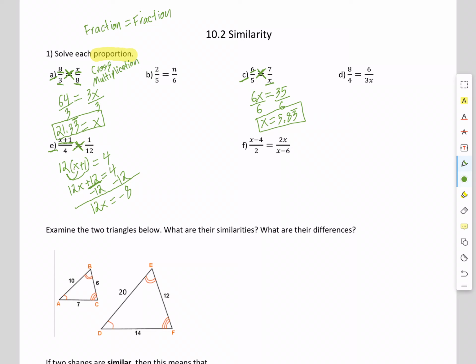Now, final step, right here, we have 12 times x, and we need to undo that by dividing. So we should get x is equal to negative 8 over 12, which is also negative 2/3, which is negative 0.67. Either one of these would work, preferably the reduced one or the decimal. So that's proportions. That's what we're going to be using, and we'll see how we use that later.